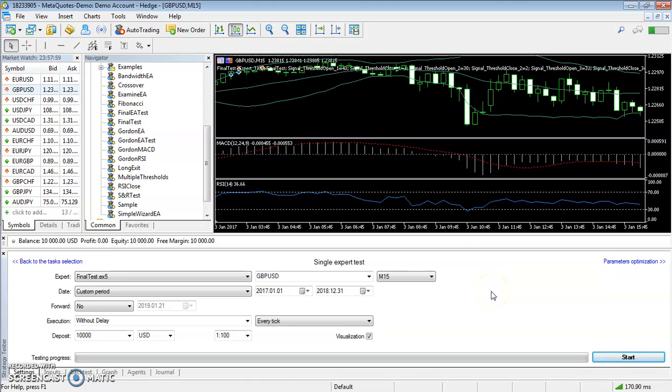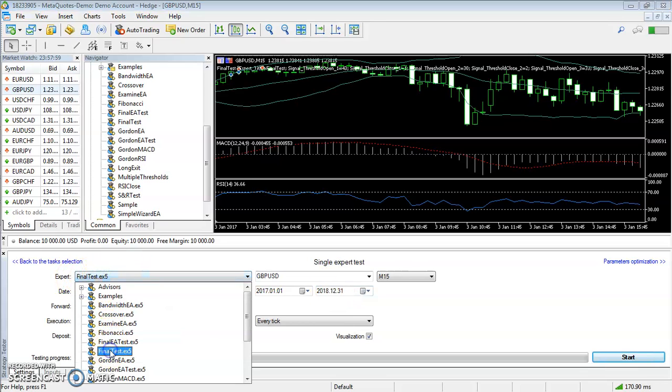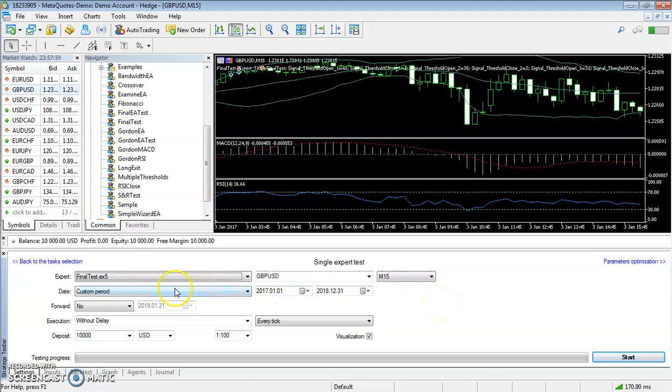So I'm in the MT5 terminal within the strategy tester. Final test is the name of our expert advisor that we've created. We've set the date to be from January 1, 2017 to December 31, 2018. The currency pair we're testing is GBP USD within a 15-minute time frame. We set the execution without delay. Deposit is $10,000 USD. This is our ratio we're using, and we set it for every tick.